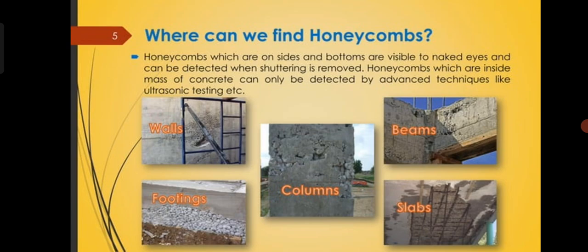Where can we find the honeycombs? Honeycombs on the side and the bottom are visible to the naked eye and can be detected by removing the formwork. Honeycombs which are inside the concrete mass can only be detected by advanced techniques like ultrasonic testing. These are the places where honeycombs appear: walls, footings, columns, beams and slabs.